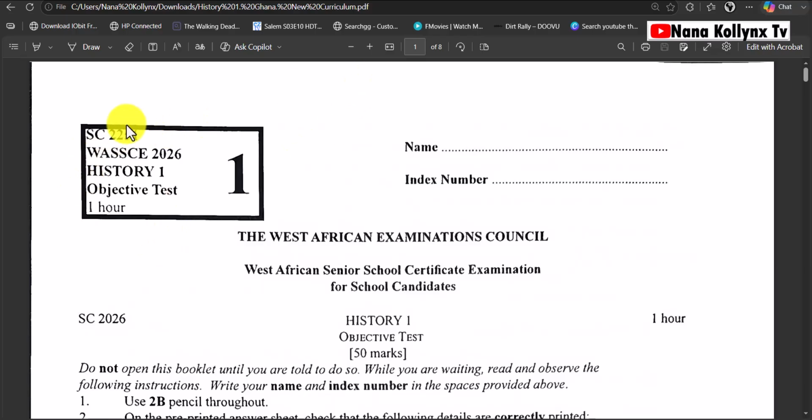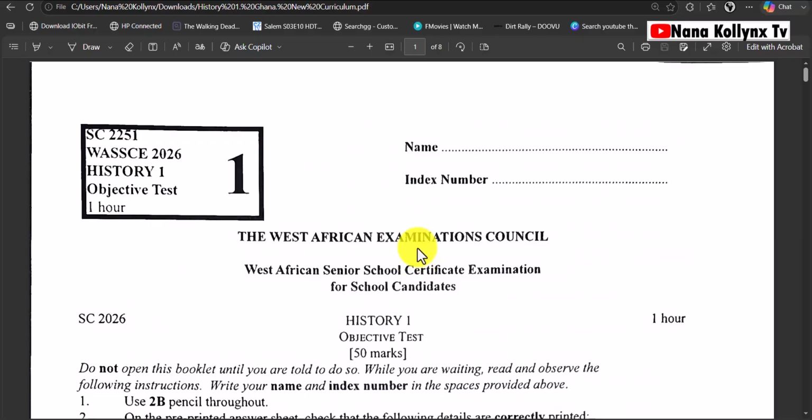So this was just a trial run from WASSCE for students to try, because there is no past question on that new curriculum. And this is supposed to be the first past question on that new curriculum. So those who are going to write the WASSCE in 2026, this is a good test for you to try your hands on. So I'll read the questions out.